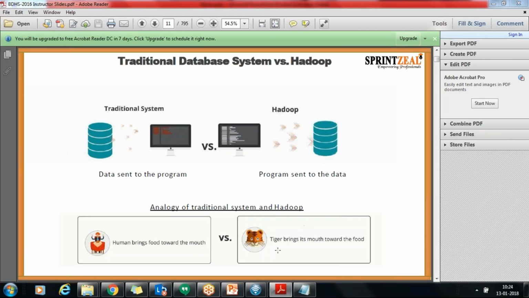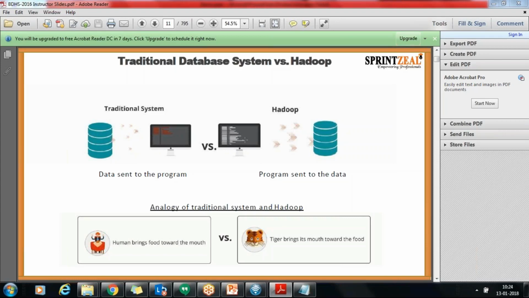On the other hand, let's say a tiger. A tiger's food intake will be much higher than a human's, right? The tiger has to bring its mouth towards the food because it has to eat a lot of food. Similarly, if we have to process a lot of data, terabytes of data, I cannot bring terabytes of data to some application server, right? It's never going to work. You cannot bring 100 terabytes to some application server.